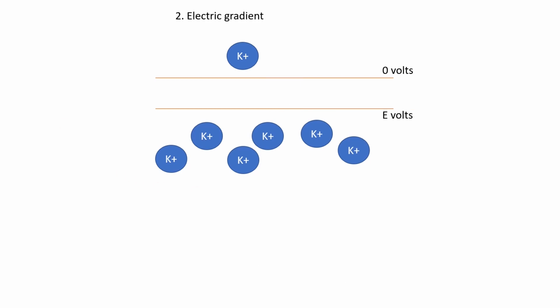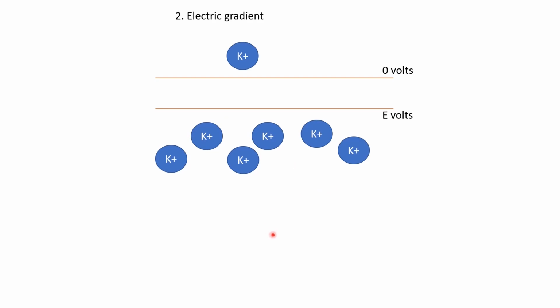The second gradient is the electrical gradient. And this gradient is present because the total charges outside and total charges inside are different. So typically there is more negative charge inside, and the inside membrane potential relative to outside is negative. So if we denote outside as 0 or reference, then inside membrane potential E would be a negative value, -65 or -70 millivolts. And because potassium ions are positively charged, they will be attracted towards the negative potential.